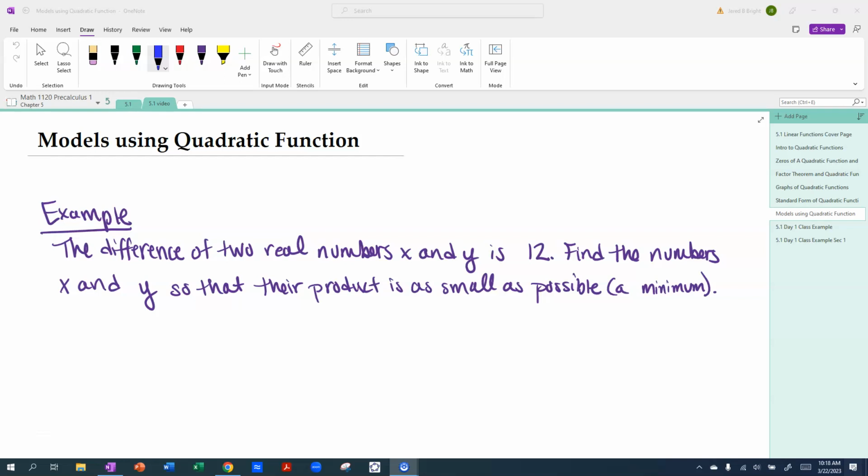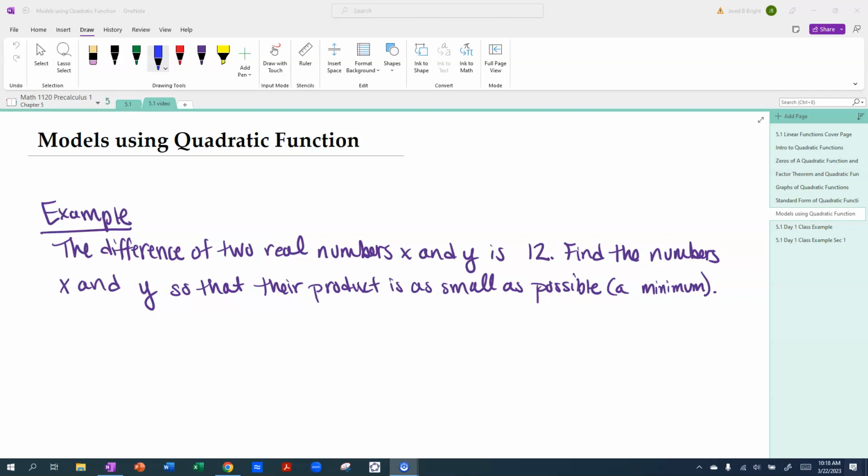Welcome back. The last thing that we have to talk about in relation to quadratic functions for now is models, which means word problems. So we're going to work with some contexts that quadratic functions come out of more frequently, actually. The first example is kind of just a little fun puzzle.